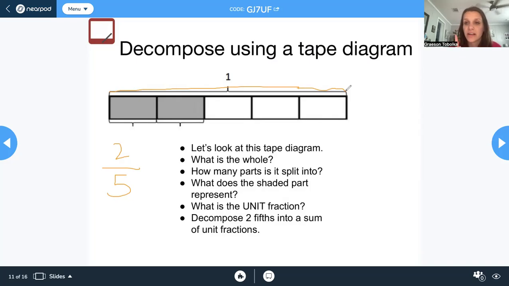And each one, okay, this is important. Each one is 1 out of 5. So if we have 1/5 plus 1/5, we get how many fifths out of 5? Well, we get 2/5 because again, our denominator stays the same and we add 1/5 and 1/5, the two that are shaded, which gives us 2/5. Okay.